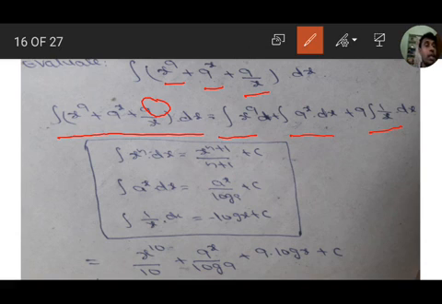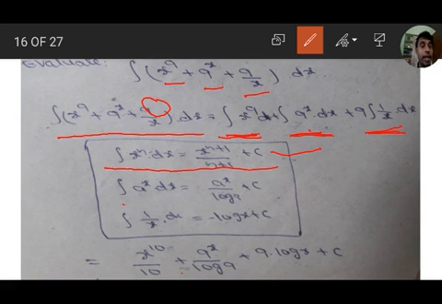So we need three formulas: the x to the power of n formula, the a to the power of x formula, and the 1 by x formula. The first is in the form of x to the power of n, the second is in the form of a to the power of x with a equal to 9, and the third is the 1 by x formula. Integration of x to the power of n is x to the power of n plus 1 by n plus 1 plus c. Integration of a to the power of x is a to the power of x by log a plus c. Integration of 1 by x dx is log x plus c.